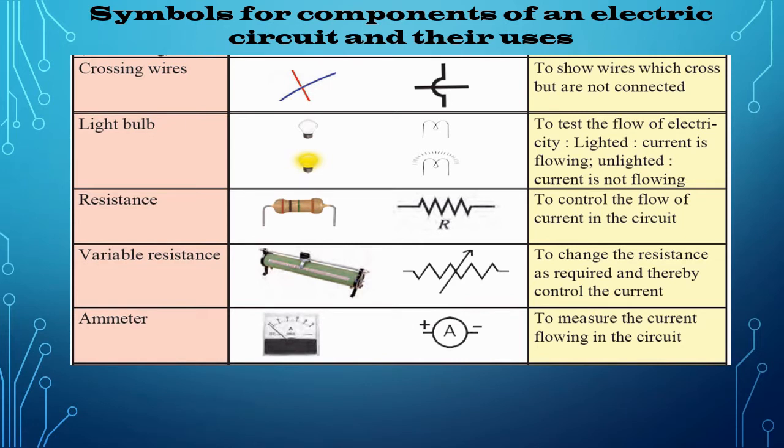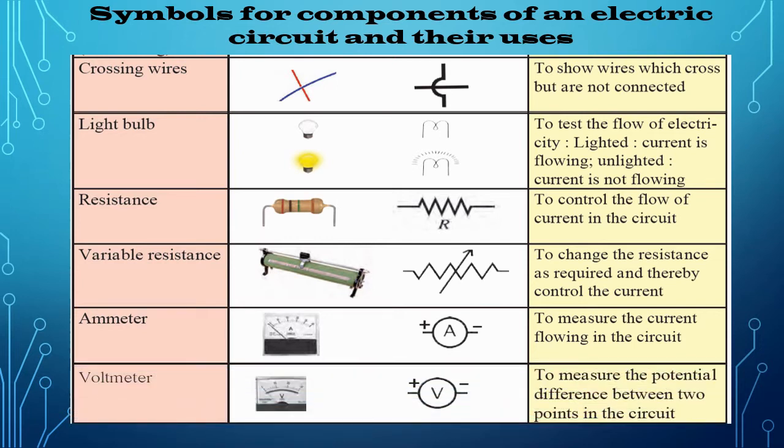Ammeter is represented by a circle with a capital letter A inside. Ammeter is used to measure the current flowing in the circuit. A voltmeter is represented by a circle with a capital letter V inside. Voltmeter is used to measure the potential difference between two points in the circuit.